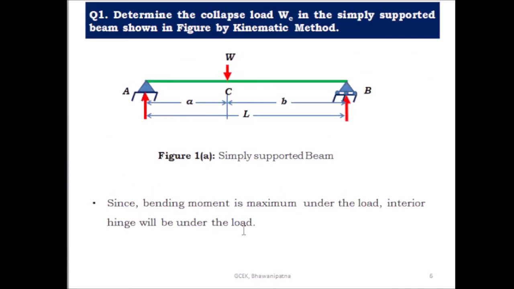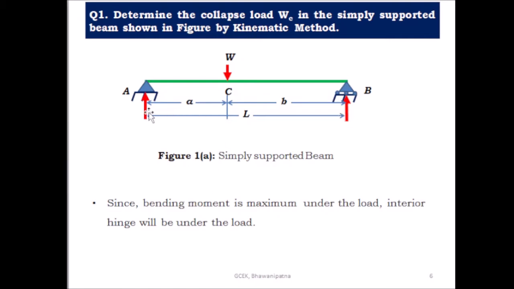Then coming to the first problem: determine the collapse load WC in the simply supported beam shown in the figure by the kinematic method. So this is the simply supported beam. Supports A and B are both simply supported, and the load W is present at the point C, that is at a distance small a from the support A and small b from the support B, and the length of the span is L.